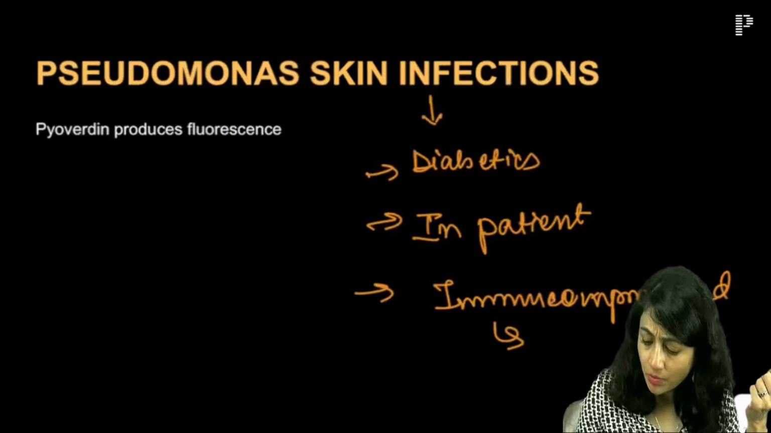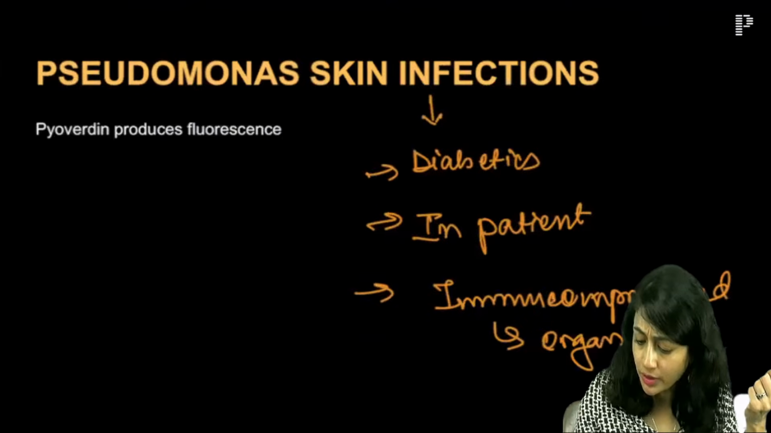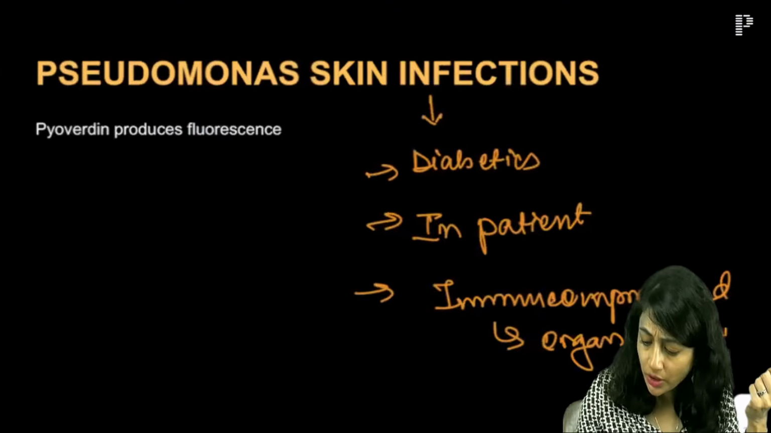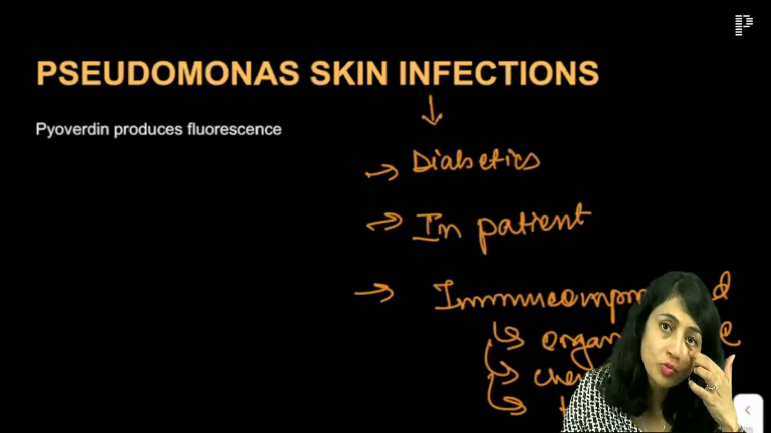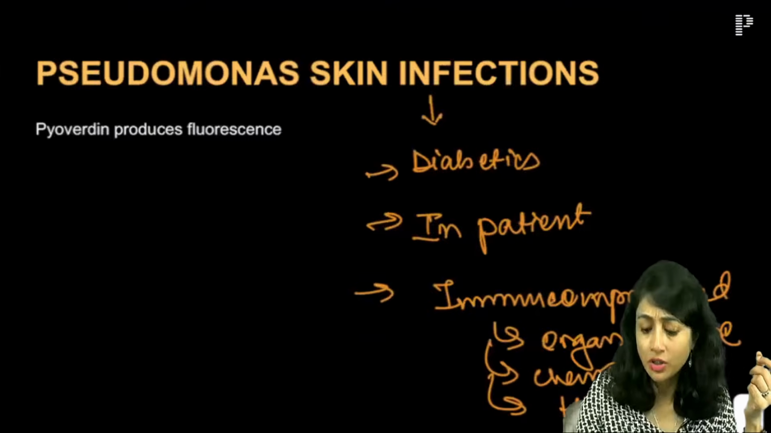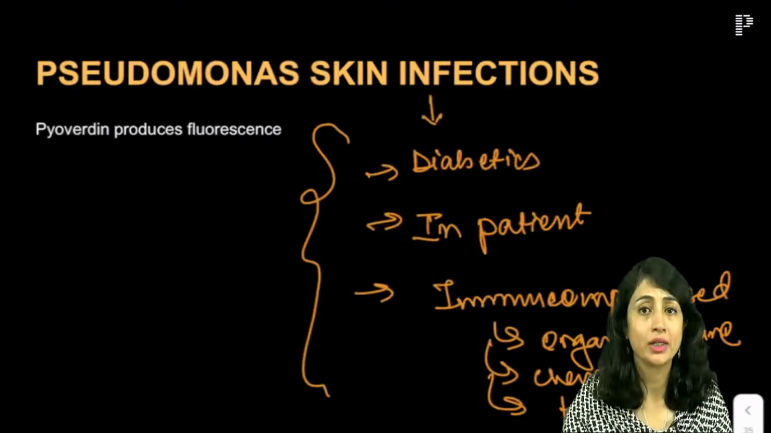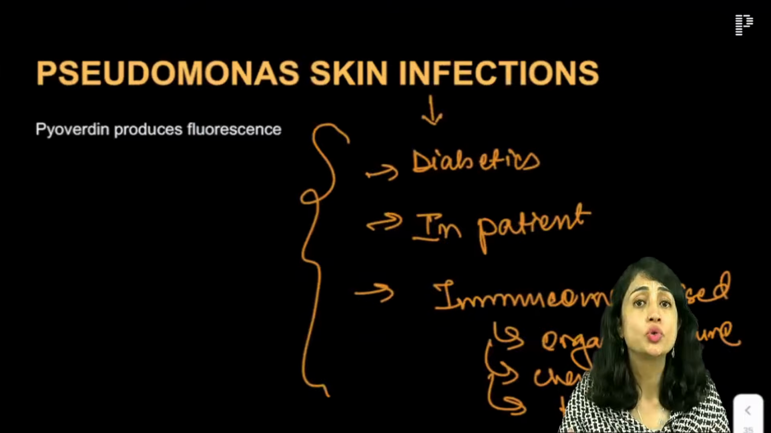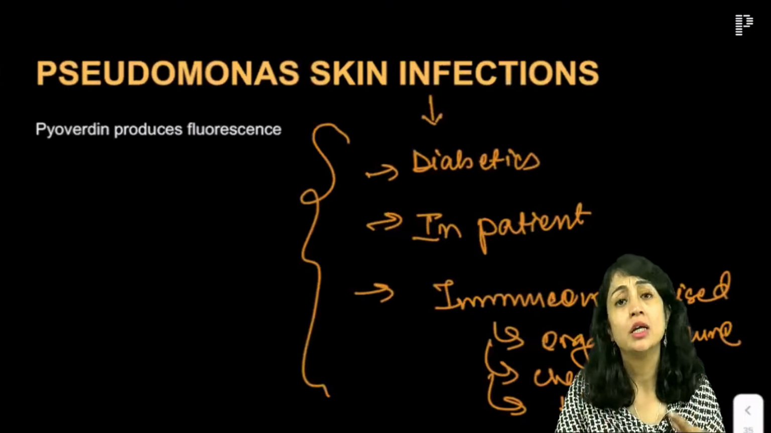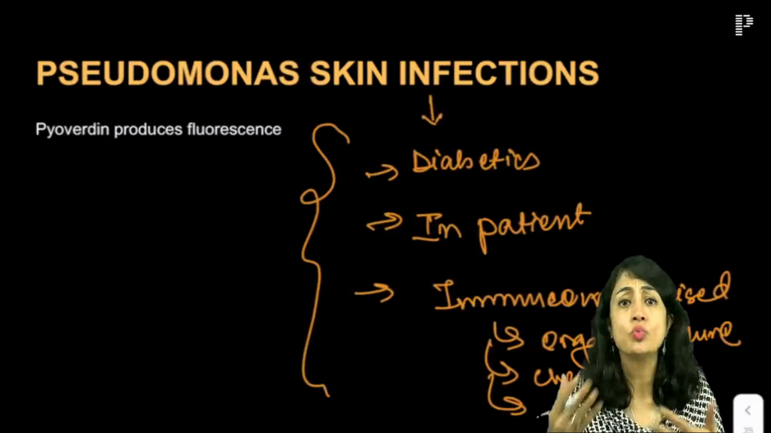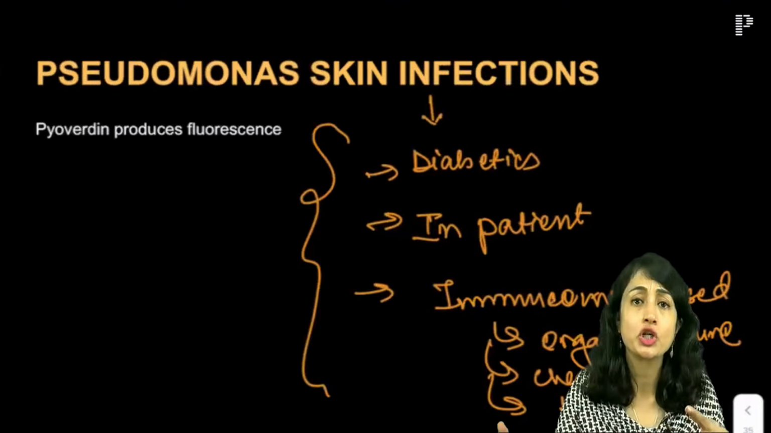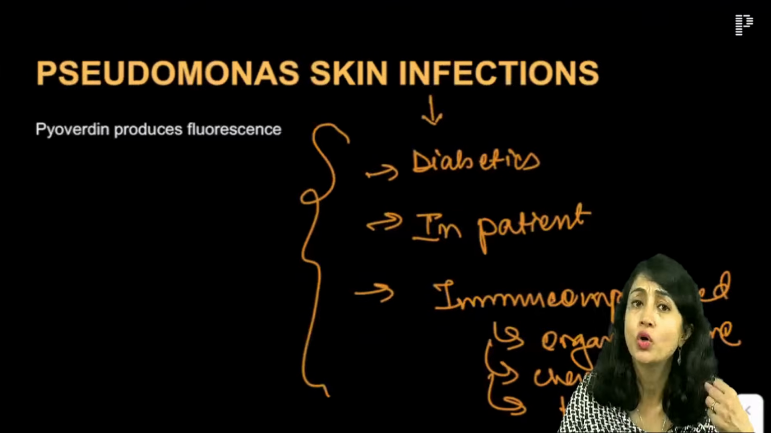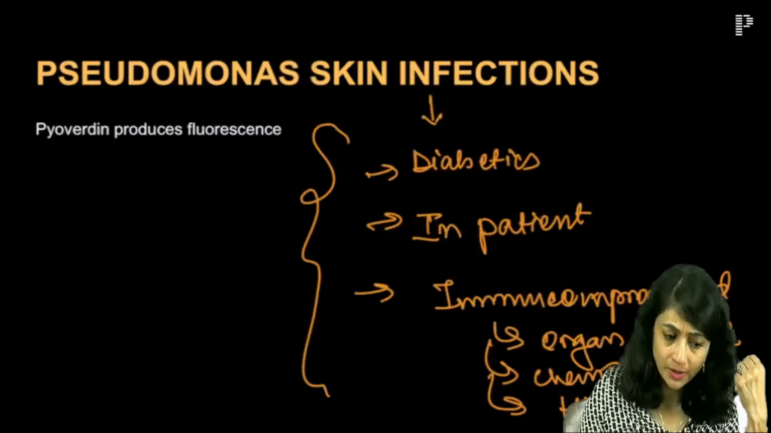So the immunocompromised state may be because of some organ failure, a patient on chemotherapy, or HIV patients. Typically, when they want to ask you about Pseudomonas skin infection in a question, you will have a scenario like this, because Pseudomonas usually will not affect healthy adults. It usually affects an individual who is more immunocompromised, or is a diabetic, or is in an inpatient setting where there are more chances of hospital-acquired infections.